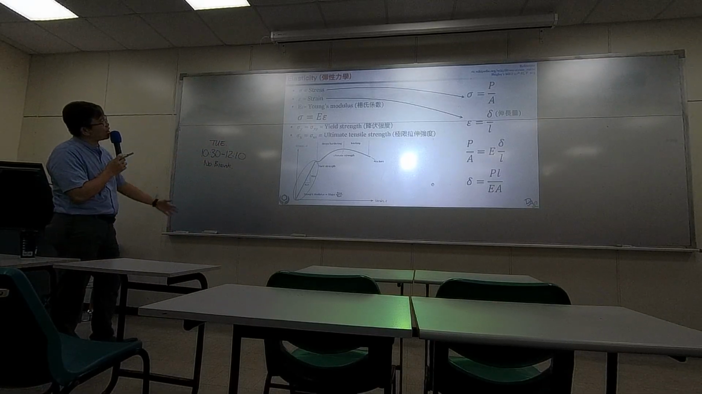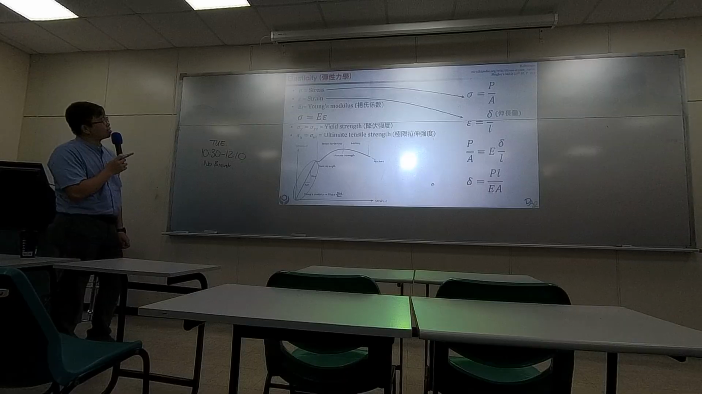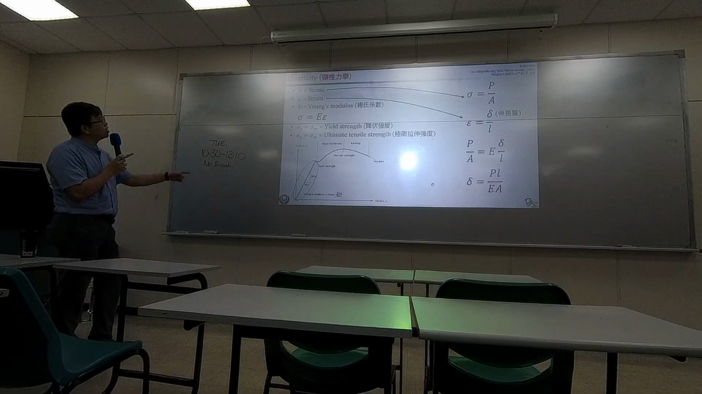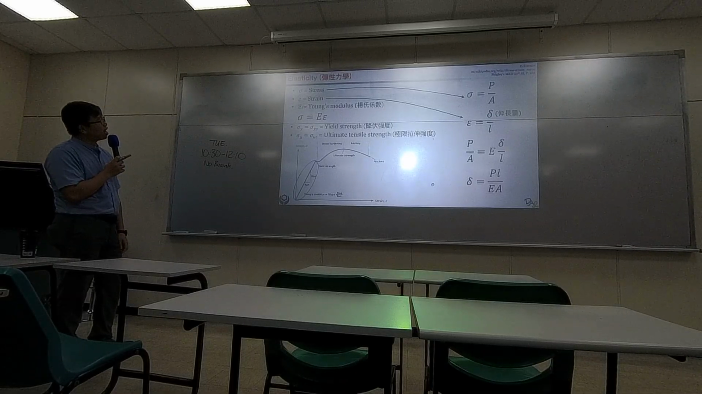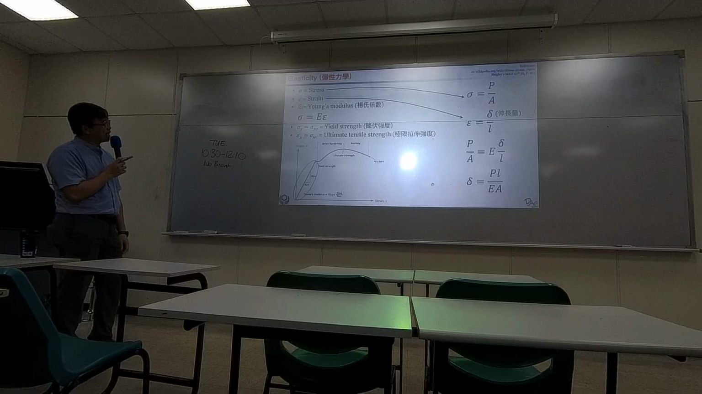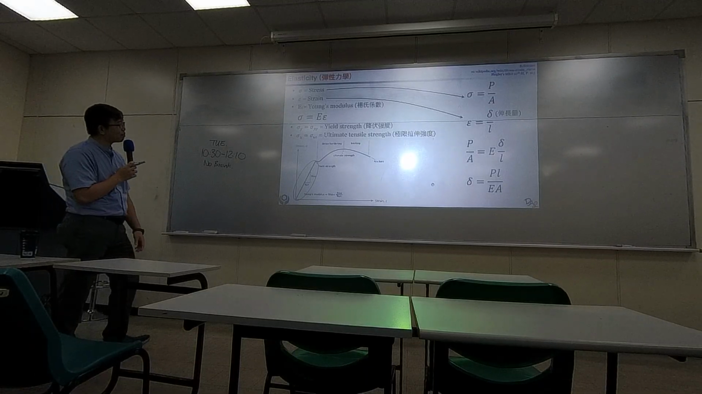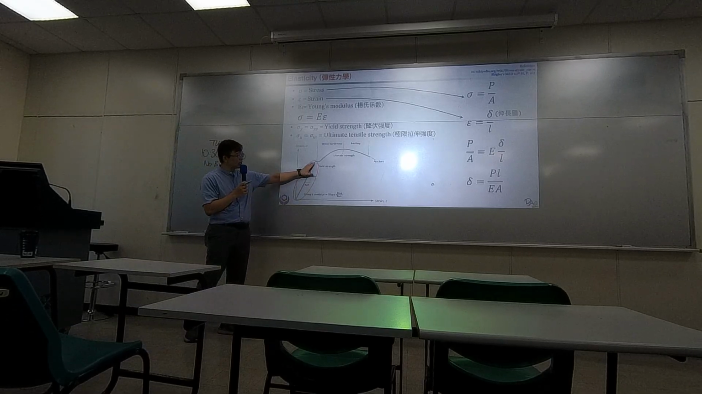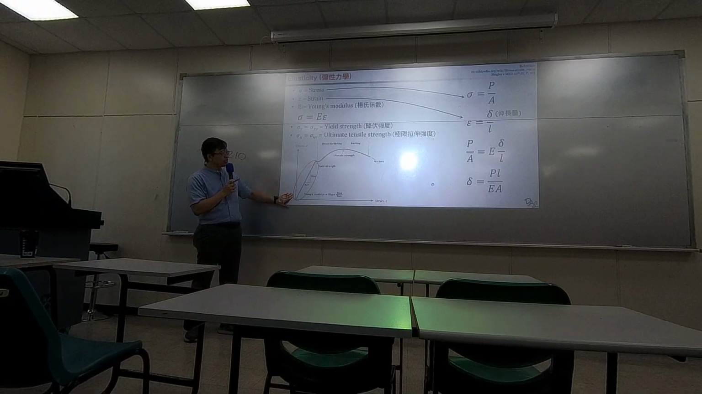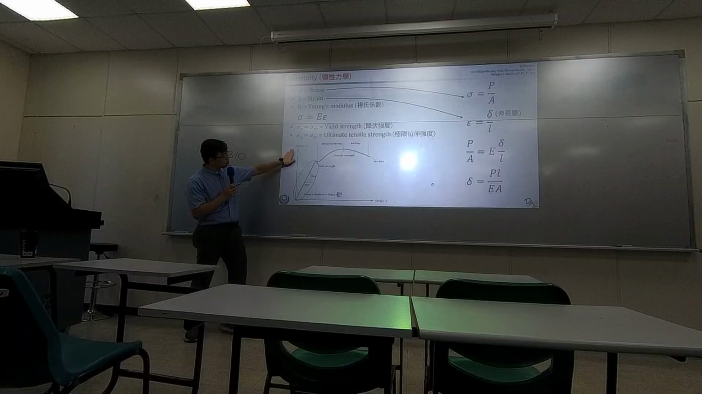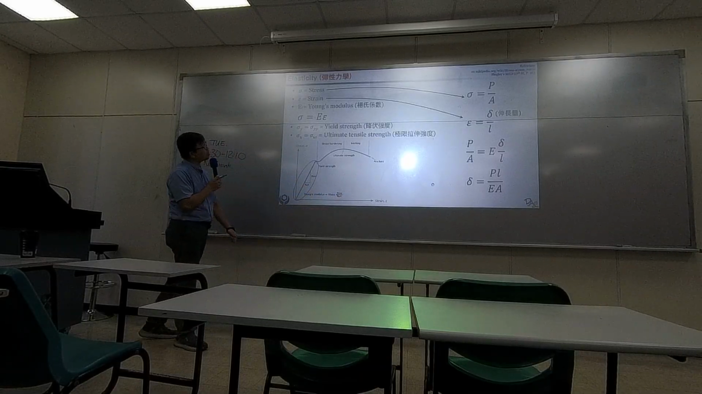Now, just a quick reminder about the symbols and the terms. Sigma is stress, epsilon is strain, E is Young's modulus. They have this linear relationship. Basically, it's describing this linear region, the linear relationship between the stress and strain.